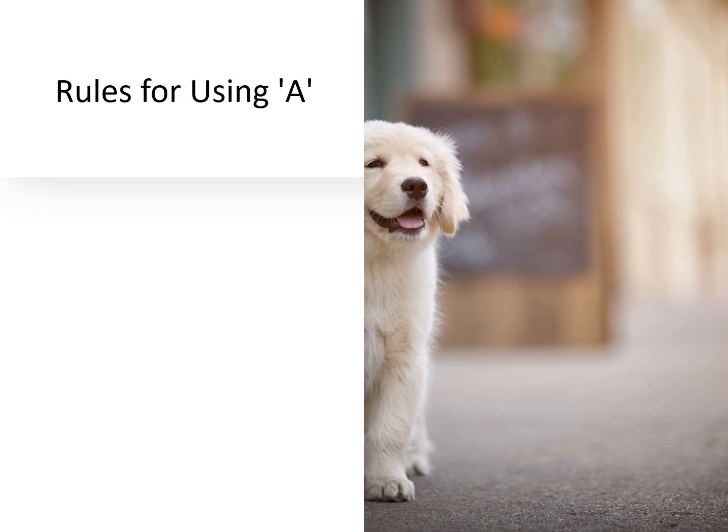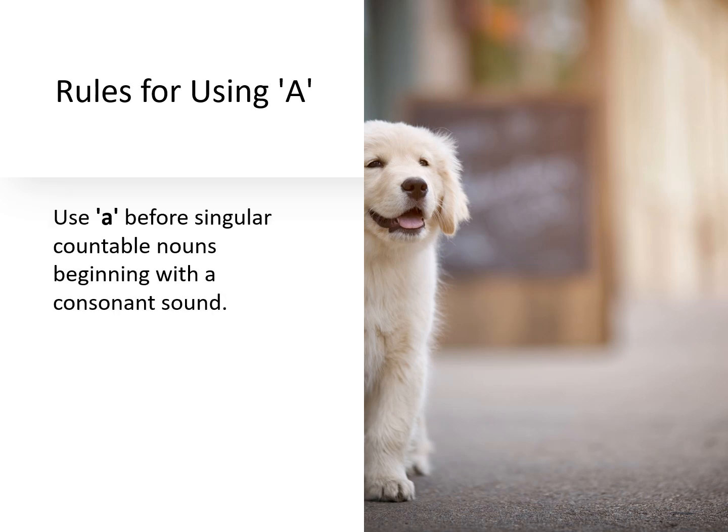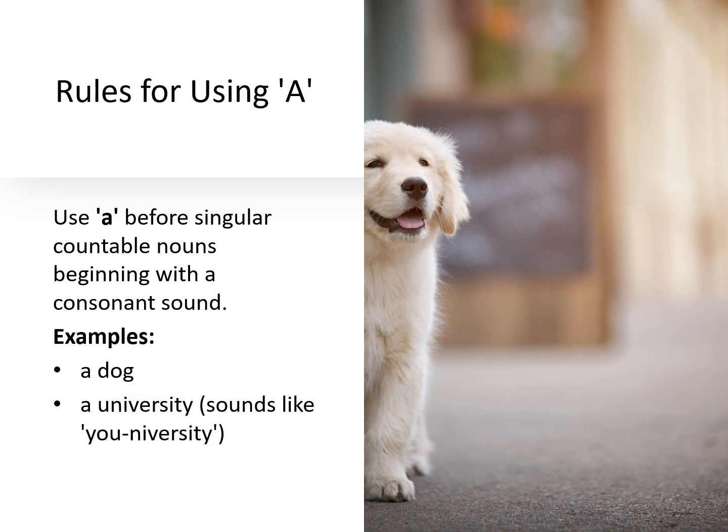We use a before singular countable nouns that begin with a consonant sound. Examples: a dog, a university, a teacher. Now you may wonder, why a university? Because the word university starts with the sound U, which is a consonant sound. So we use a university and not an university.